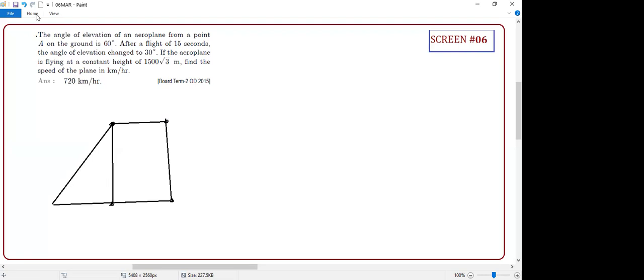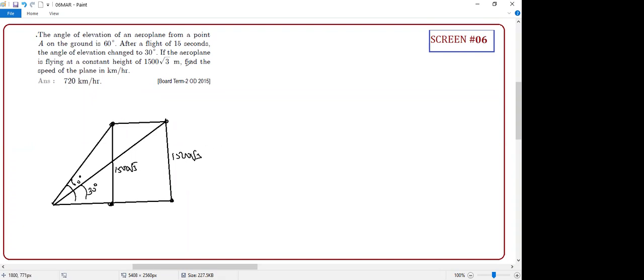Now, this is the aeroplane story with the same height. So one is 60 degrees, the other is 30 degrees. This is 60 degrees. Sir, if it is in seconds and all, we don't need to convert, right, sir? No. Wait. Don't get any confusion. If it is required, convert. Else, no need. Okay, now, sir. The constant height is what? 1500√3 meter.